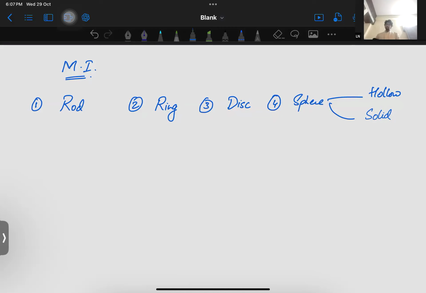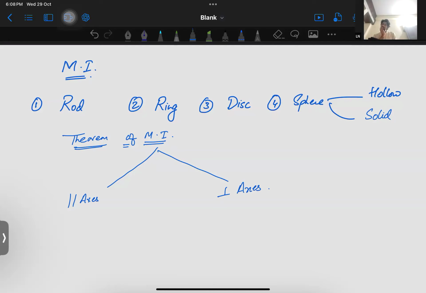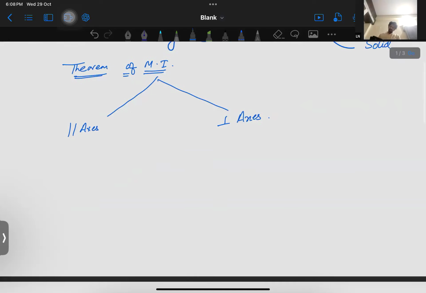Okay. So now, what are the theorems that we'll use over here for all these moments of inertia? Basically, there are two theorems of MI. One is the parallel axis theorem. The other one is the perpendicular axis theorem. So what does the parallel axis theorem state, and what is it useful for? First, we'll just state them, then we'll go to the proofs of them.